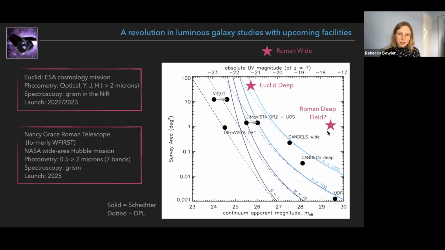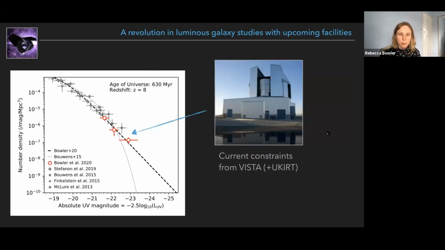This is kind of hard to visualize, so what I did was make simulated luminosity functions that we can expect to get from these new telescopes. This is the redshift 8 luminosity function, just to pick one. This is 613 million years after the Big Bang. The grey points, leftwards of this point, are mainly Hubble surveys. And then the red points are the best that we've done so far with ground-based telescopes. So you can see we push out to brighter magnitudes with these ground-based telescopes.